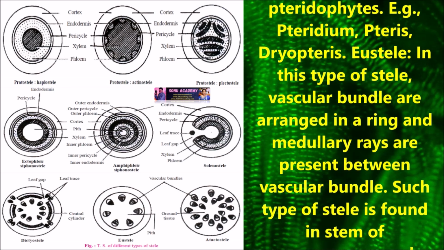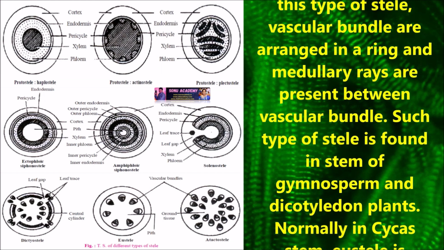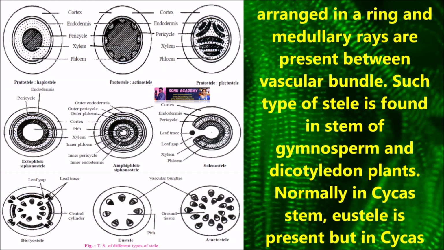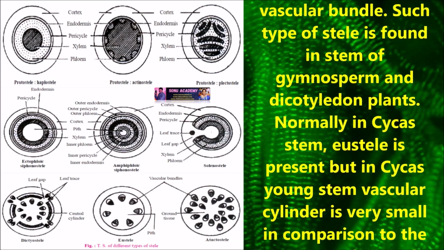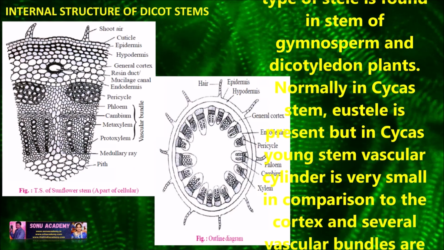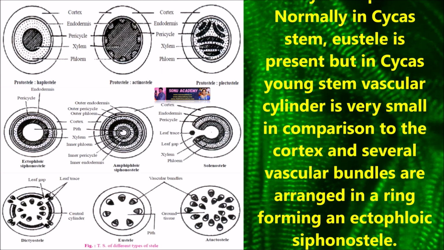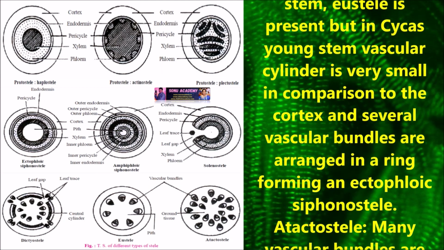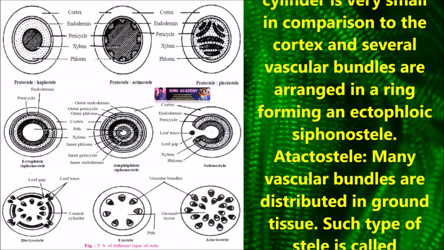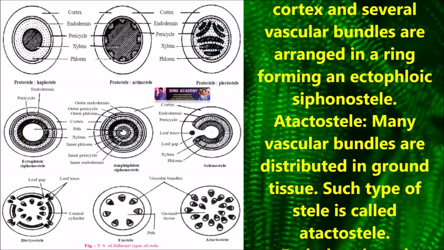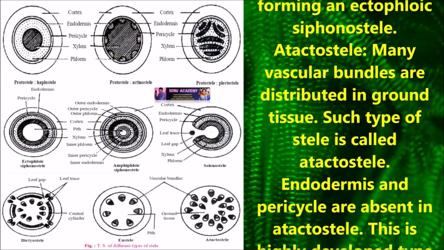Eustele. In this type of stele, vascular bundles are arranged in a ring and medullary rays are present between the vascular bundles. Such type of stele is found in stems of gymnosperms and dicotyledon plants. Normally in Cycas stem, eustele is present, but in Cycas young stem the vascular cylinder is very small in comparison to the cortex and several vascular bundles are arranged in a ring forming an ectophloic siphonostele.